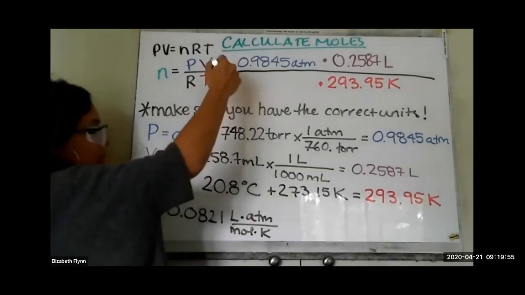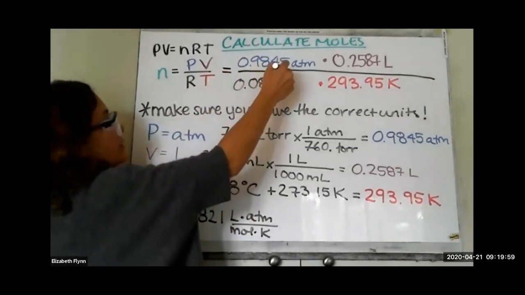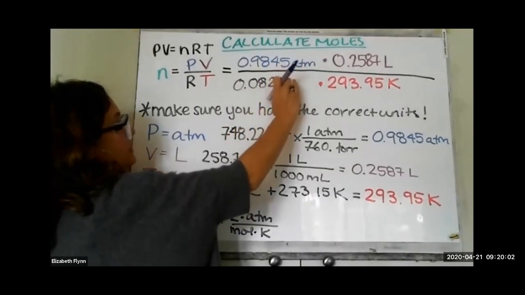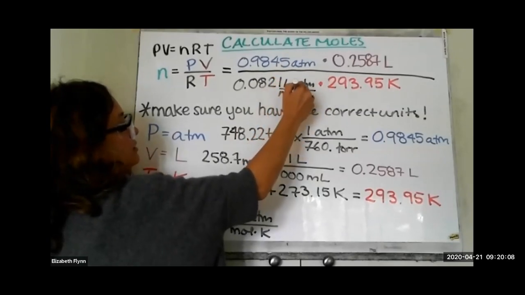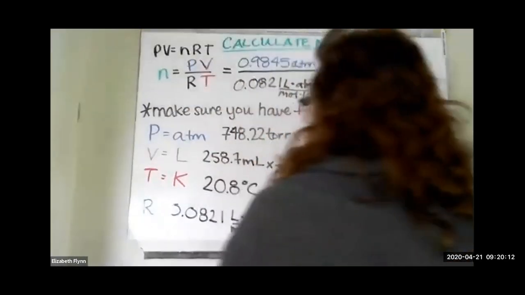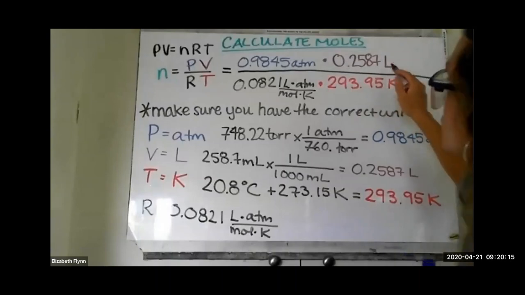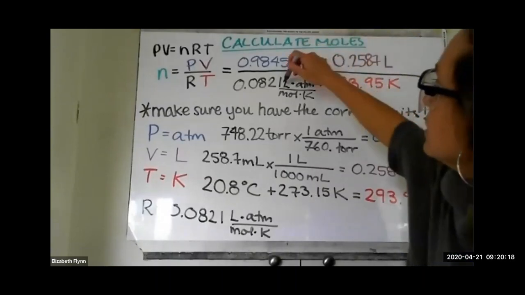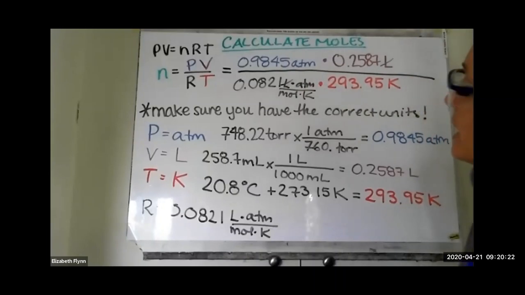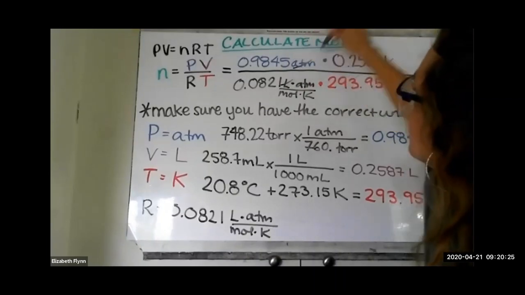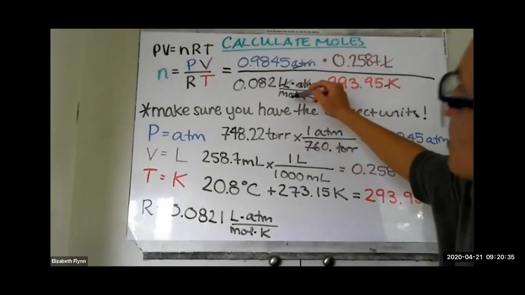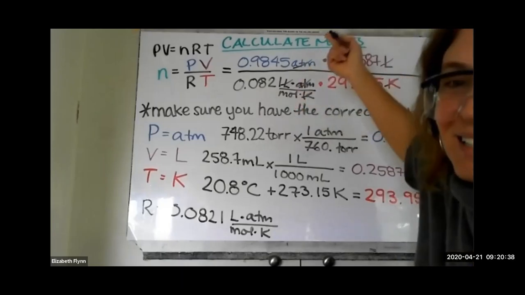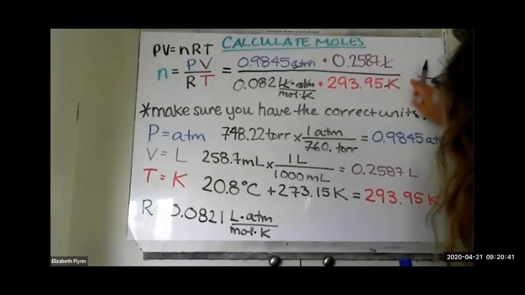All right, so we'll plug that in here. 0.0821 liters times atmospheres over moles times Kelvin. Right? And then all the units should cancel out. We've got liters and liters, they cancel. We've got atmospheres and atmospheres. We've got Kelvin and Kelvin, right? We're left with moles on the denominator of the denominator, which means it's inverse, so moles will be on top, and that's the unit that we're attempting to calculate.